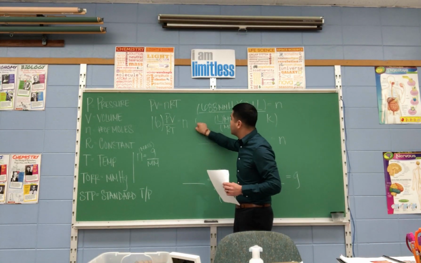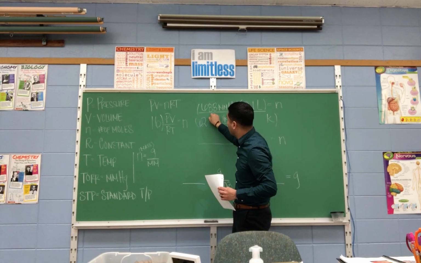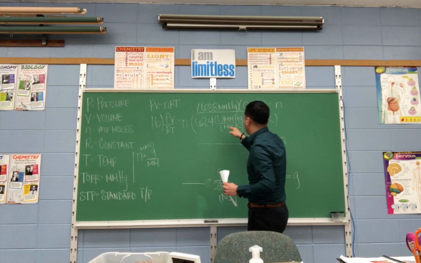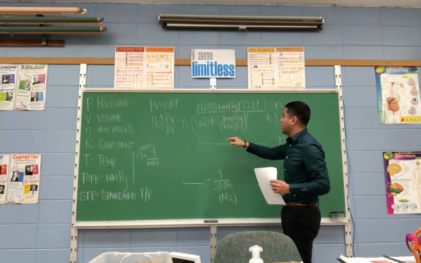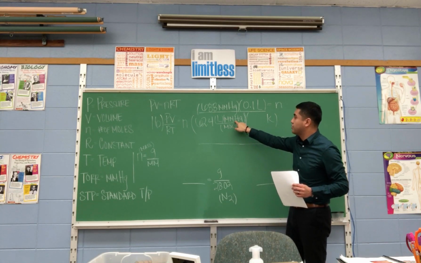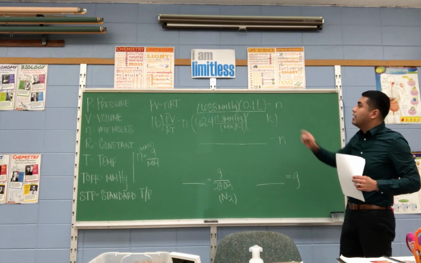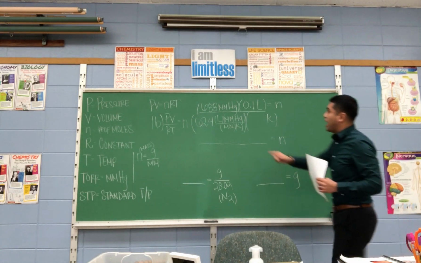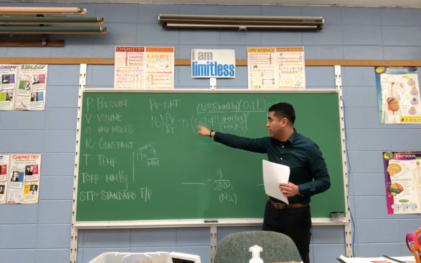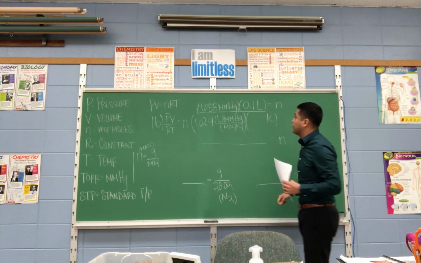So we got 62.4 liters times millimeters of mercury over moles times Kelvin. That's given to you on this piece of paper once again. So that is your R constant. So you got P, V, R, and then you're just missing T for temperature.